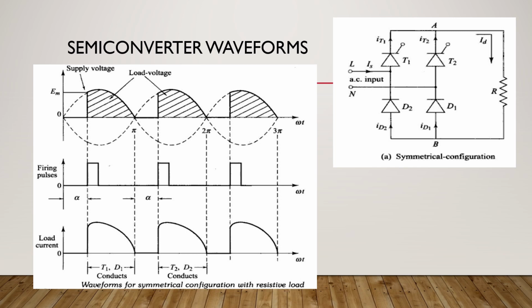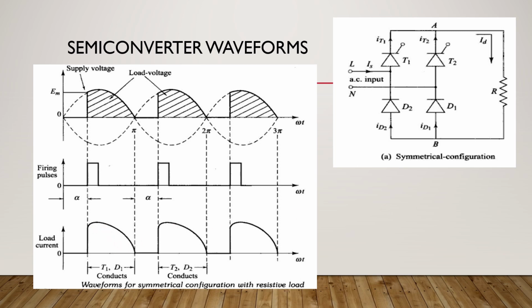Speaking about the waveform of the output voltage which appears across the load, the output voltage looks like this. This is a semi-converter or a half-controlled converter. Why do you call it that? This is a full wave rectifier, but a half-controlled full wave rectifier.